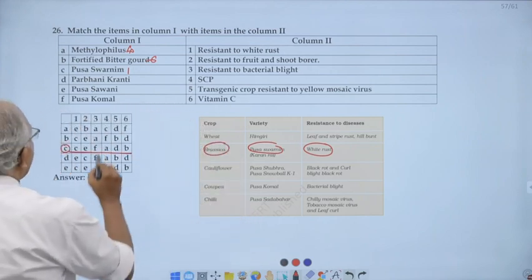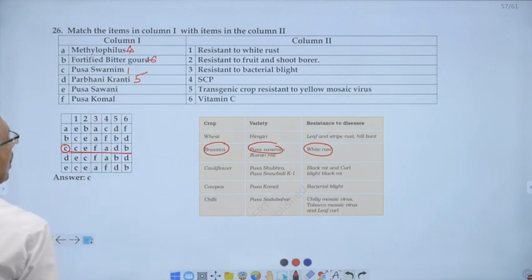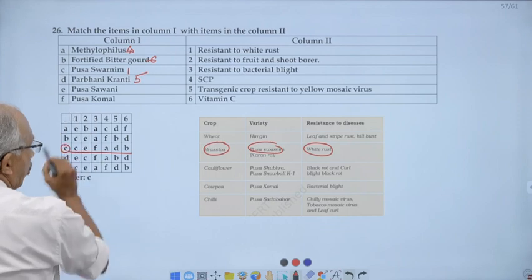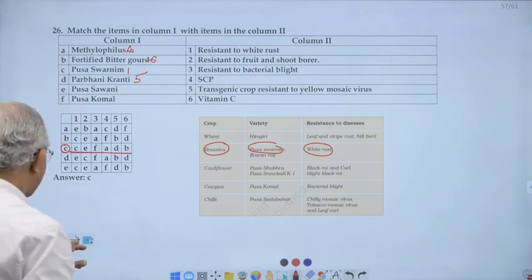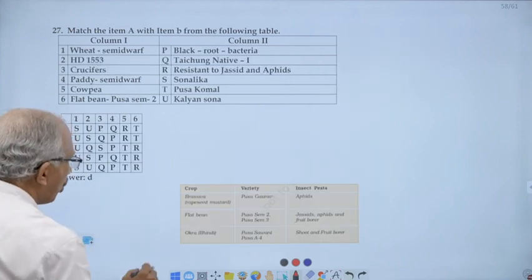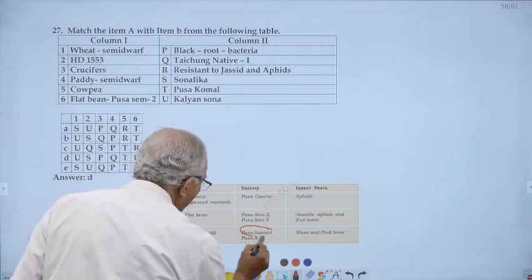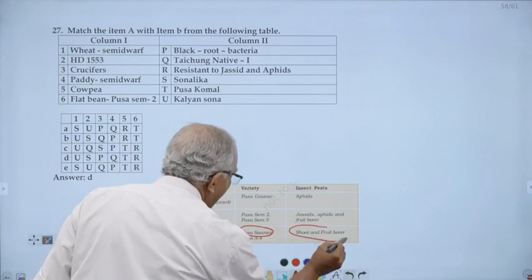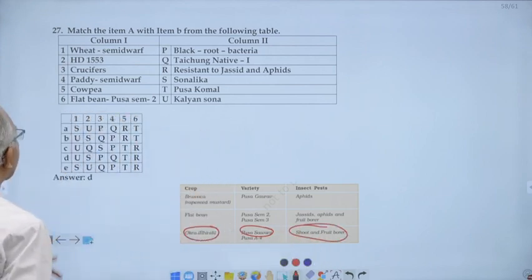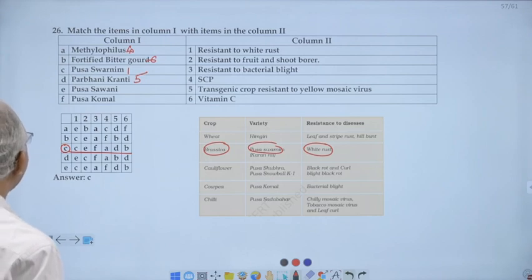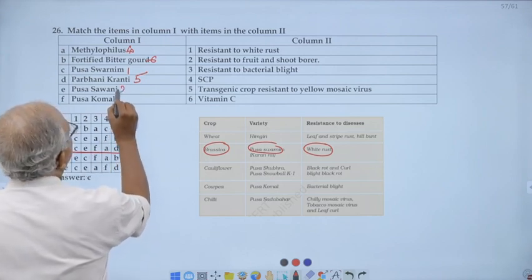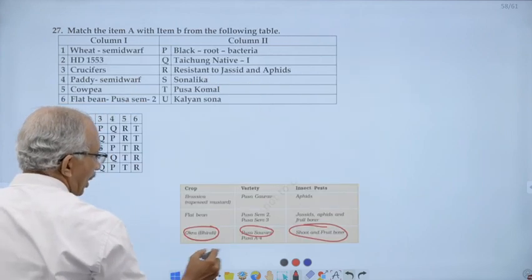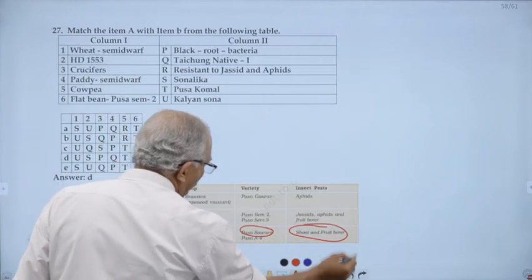Then D can be matched with 5. Transgenic plant we had seen, Parbhani Kranti. Then Pusa Sawani, it is in the next question I had given. It is a variety of bhindi, resistant to shoot and fruit borer. E is 2, resistant to shoot and fruit borer.